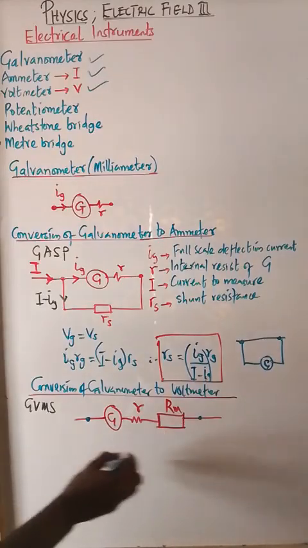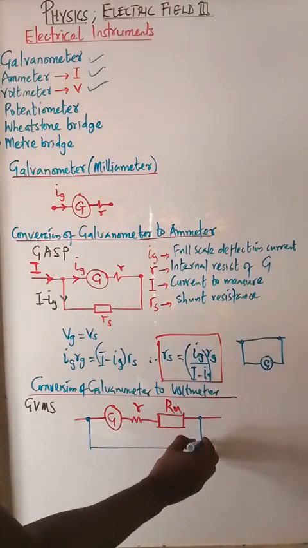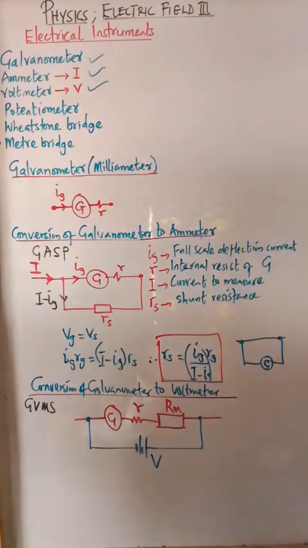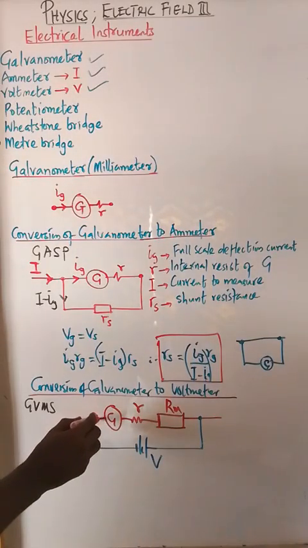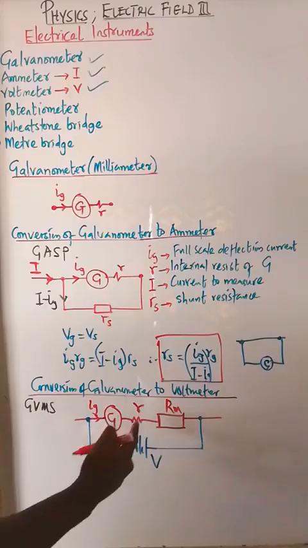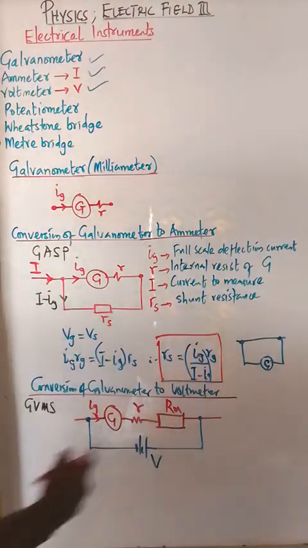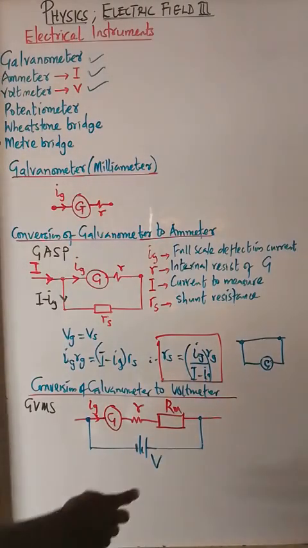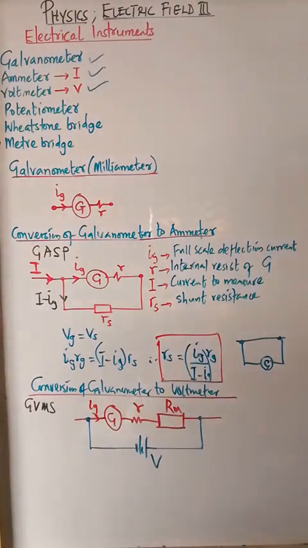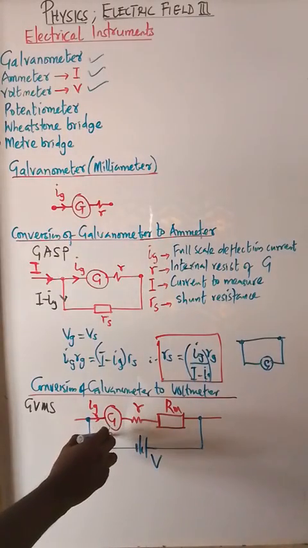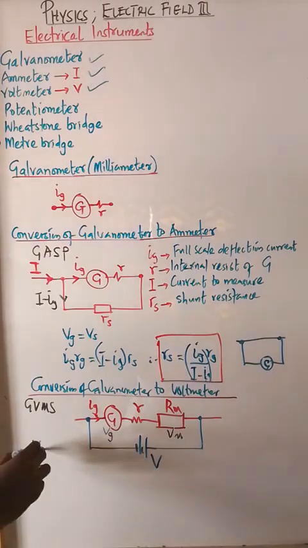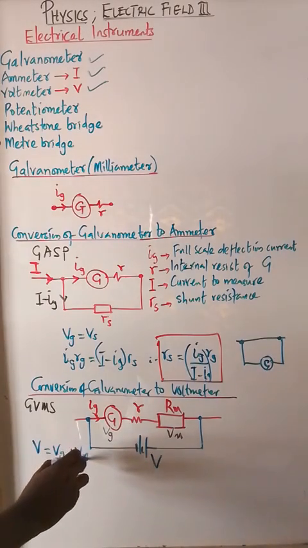So now let's fix here. Let's say this is the voltage which we want to measure, the source of PD, let's call it V. What happened here is they are in series. So the current that will pass through the galvanometer, the full scale deflection current, Ig, is the same current that will pass through the multiplier also. Since they are in series, the total voltage is shared: there will be a voltage across the galvanometer, call it Vg, and across the multiplier, call it Vm. So total voltage V equals Vg plus Vm.